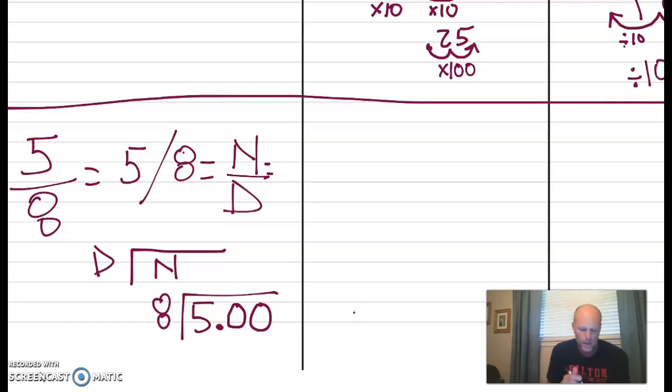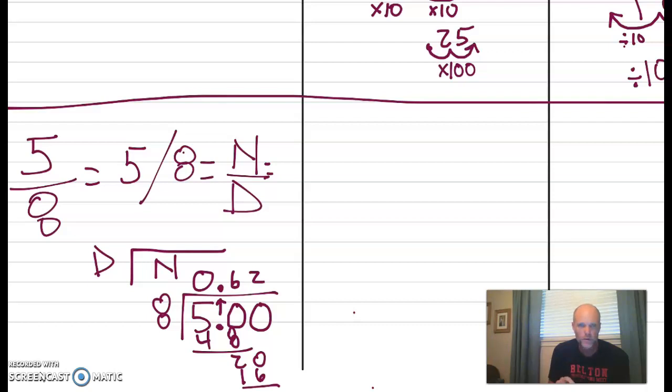So we're at 5. Go ahead and bring that decimal straight up. That's the first thing you've got to do. 8 goes into 5 0 times. 8 goes into 50. Well, 8 times 5 is 40. 8 times 6 is 48. Now we're just regular division. So now we've got 20. 8 goes into 20. 8 times 2 is 16. And we've got 4 left over.